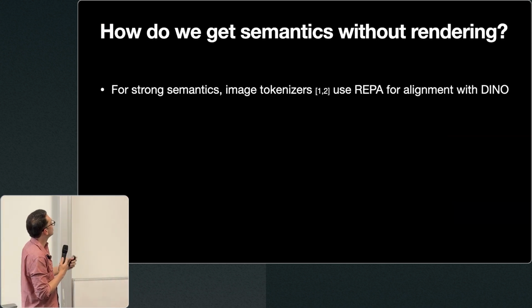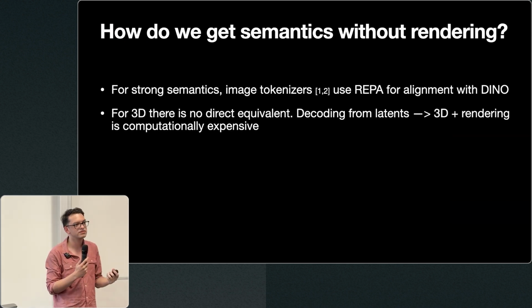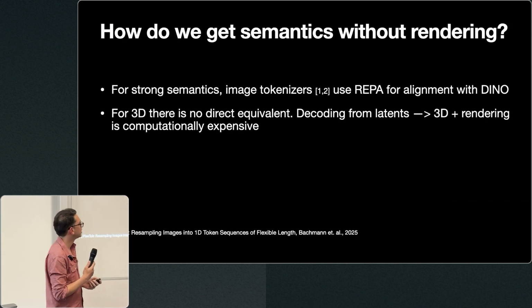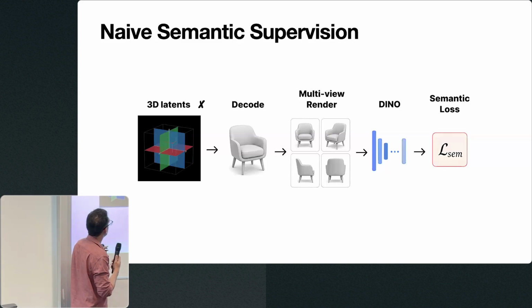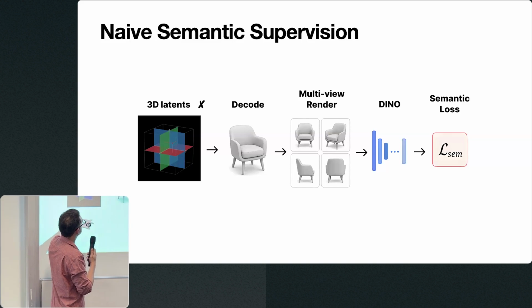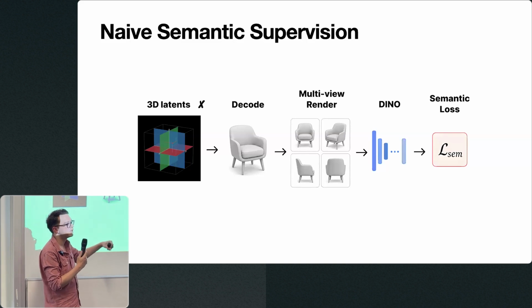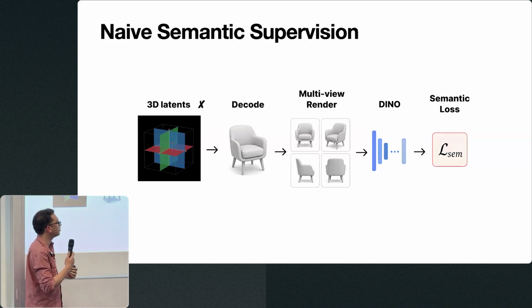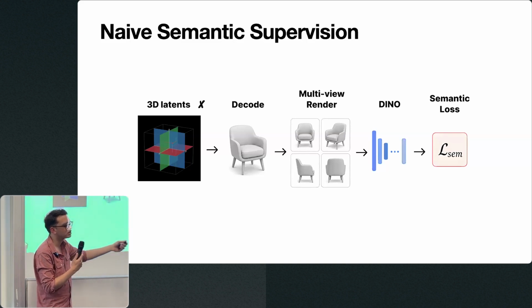So for strong semantics, both of these image tokenizer papers use DINO. Now we do not have something like this for 3D. A naive version of doing this with 3D is: you have this object, and then you have these 3D latents. You decode this back to 3D, do multi-view rendering by capturing the object from different views, and then run DINO on this and get a semantic loss.